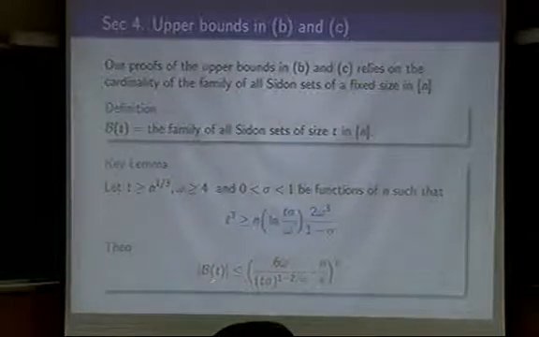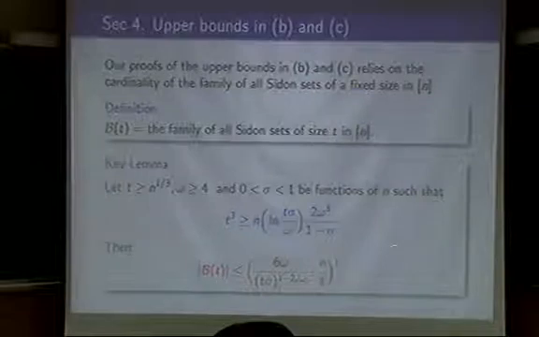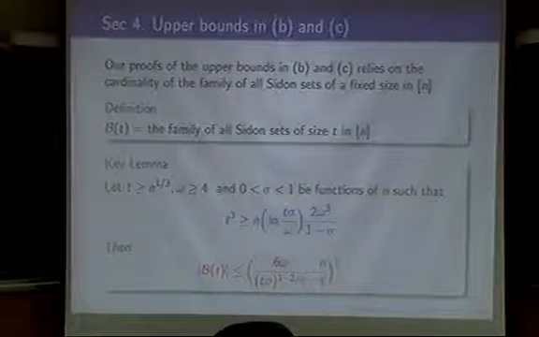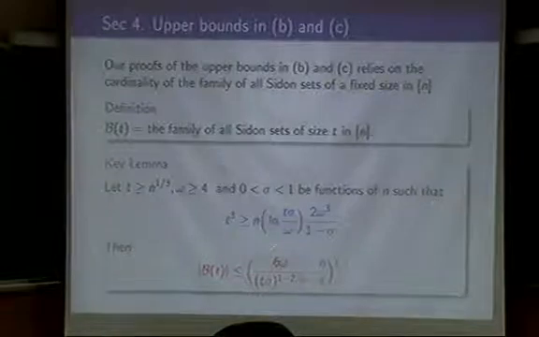Then the cardinality of B of T is far smaller than some fraction times n over T to the T. Actually, if we think of the family of all sets of size T in the n set, the number will be n choose T, which is about n over T to the T. So if we think of Sidon sets, we have this kind of fraction.